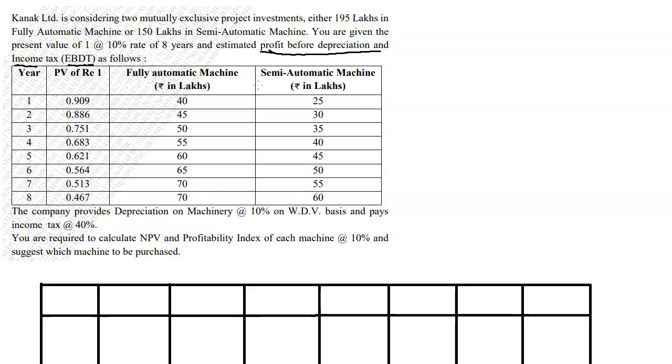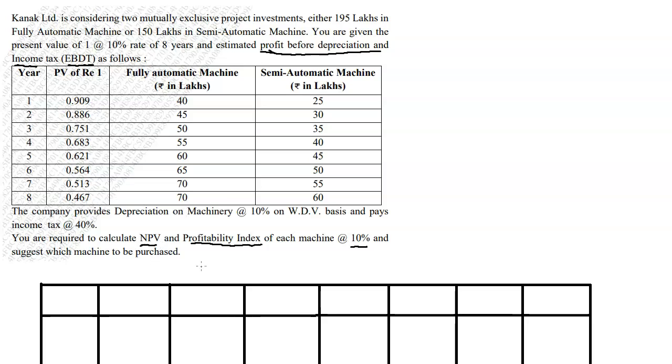Okay, we've been given two machines and we've been asked to calculate the NPV and profitability index for both of them, assuming 10%. And we have to choose which machine to take. So I'm going to do the fully automatic machine in this video. The steps to do the semi-automatic machine are going to be exactly the same. So see how I'm doing the fully automatic machine, calculate the semi-automatic machine on your own and give your answer in the comments. I will be checking.